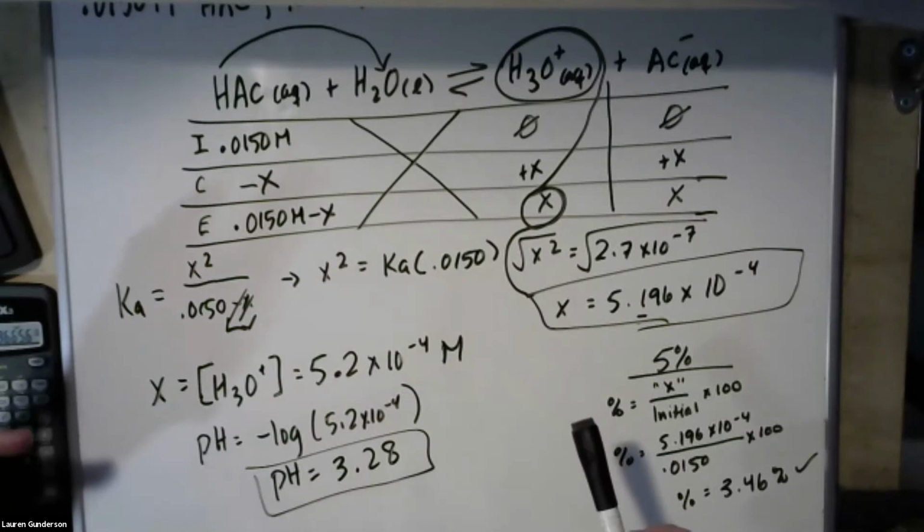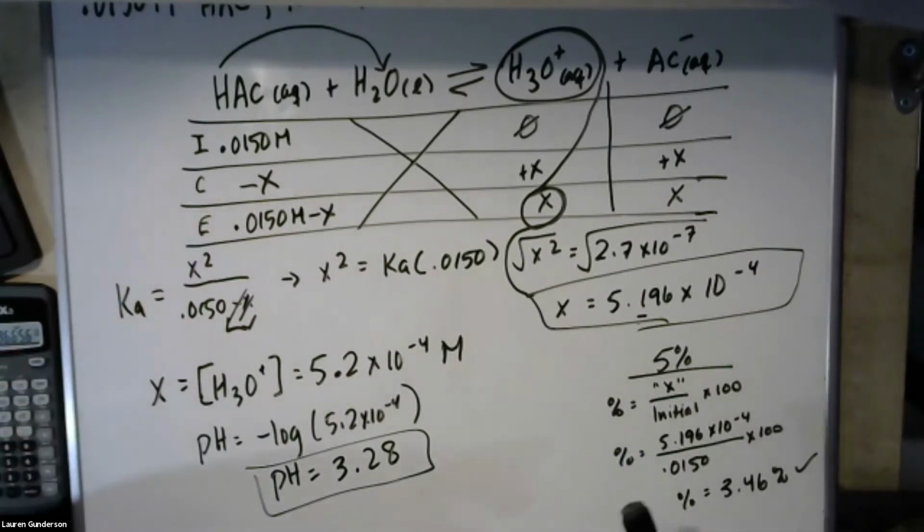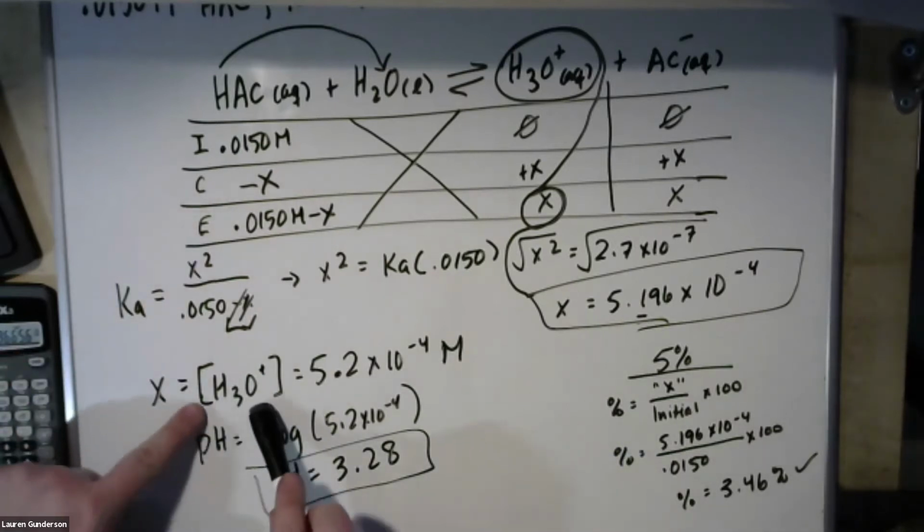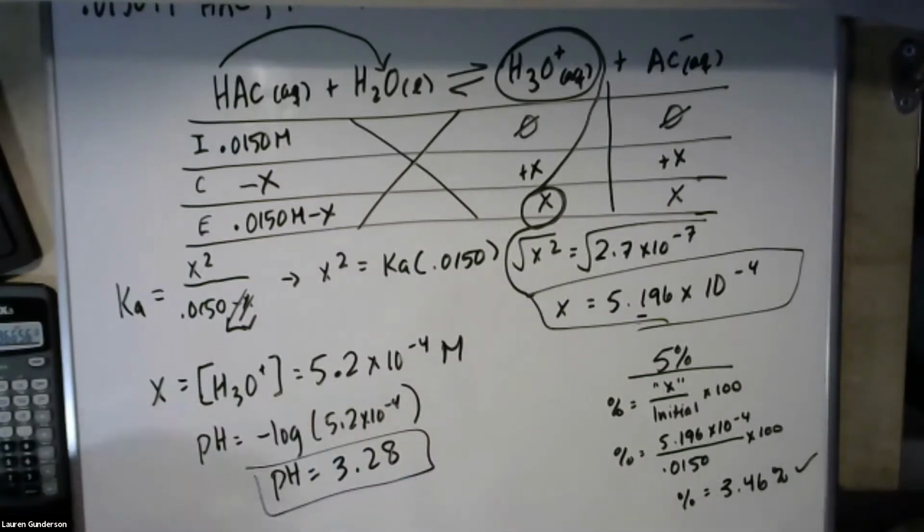So ice tables will help us find our X value. Our X value represents our hydrogen ion concentration. We use our hydrogen ion concentration to find the pH. Cool.